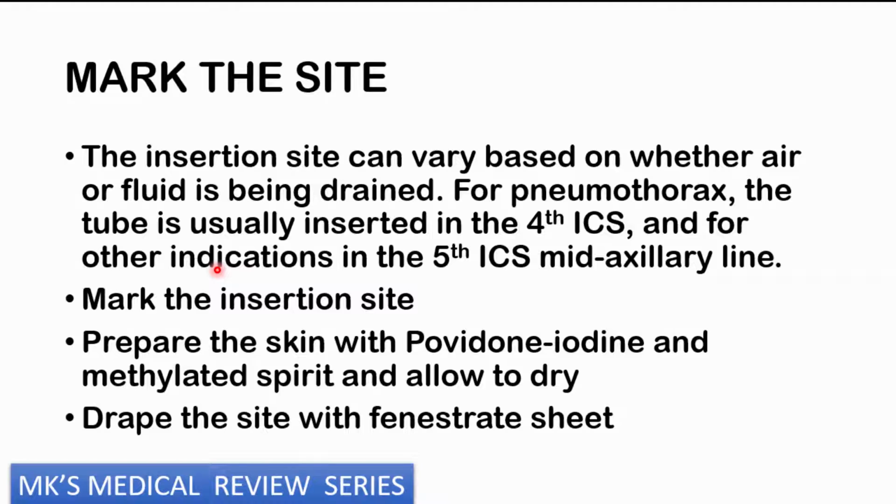If you have a pneumothorax, you can insert the tube in the fourth intercostal space, mid axillary line. If you have other indications, you should insert it in the fifth intercostal space, also in the mid axillary line. So you should mark your insertion, prepare the skin and clean it with povidone, and then use methylated spirit and allow it to dry. You could even use a combination of Savlon, iodine, and methylated spirit. Then you should drape the site with fenestrated sheets or sterile dressings that you get from theater.